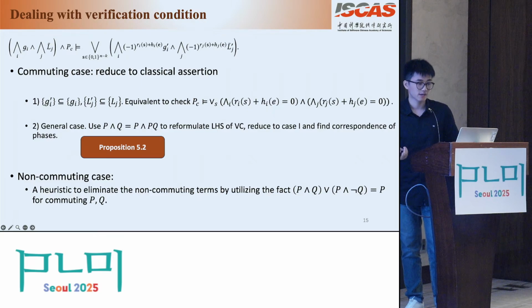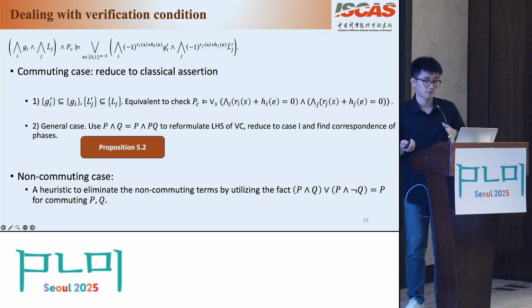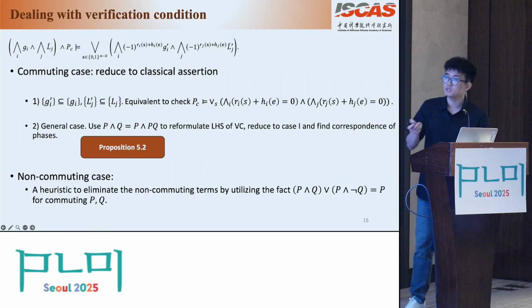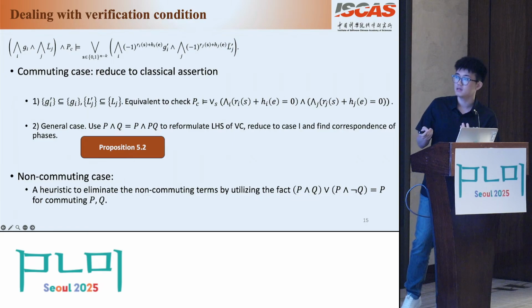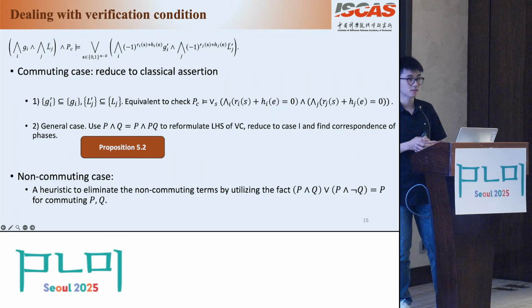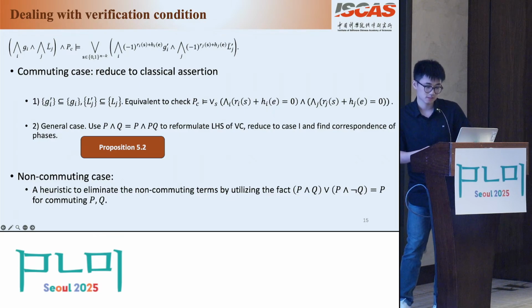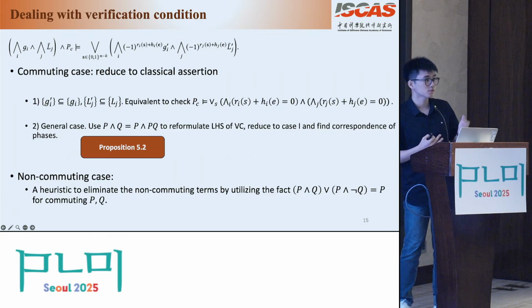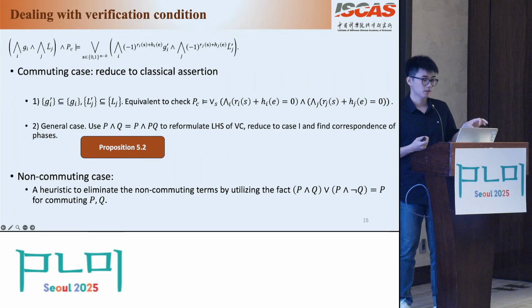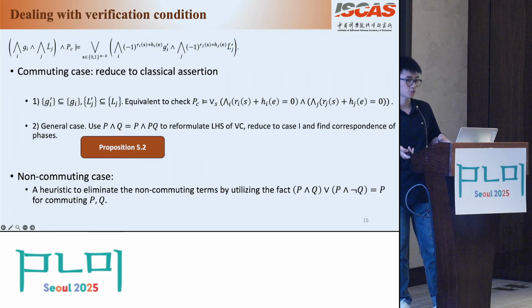And for the general case, by noticing that on the right-hand side, g_i' and l_j' are products of the elements on the left-hand side, we can use P ∧ Q equals P ∧ PQ to reformulate the left-hand side of the VC and reduce to case 1 and find the correspondence of phases. And we provide a theorem to guarantee that. When handling common QEC programs, this is typically the scenario we encounter, since Pauli errors will not change the Pauli expressions, but only alter the phases.